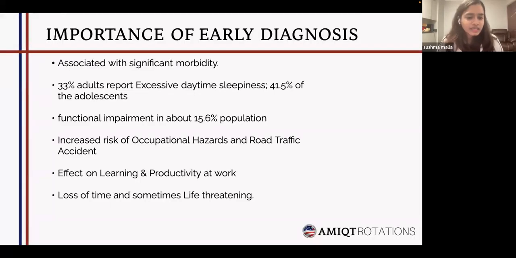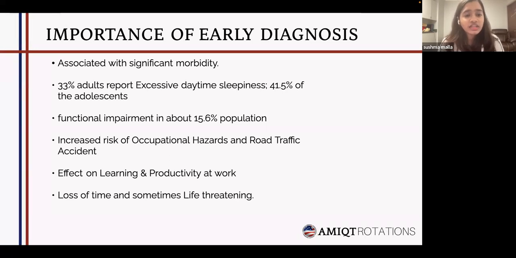Starting with why the assessment of daytime sleepiness is important: it is associated with significant morbidity. Sleep disorders are very common, and we get patients here every day who complain of excessive daytime sleepiness and snoring in their sleep. There are so many people like that out there, but there's not much sleep research happening, or many sleep studies being conducted, or sleep study facilities available.